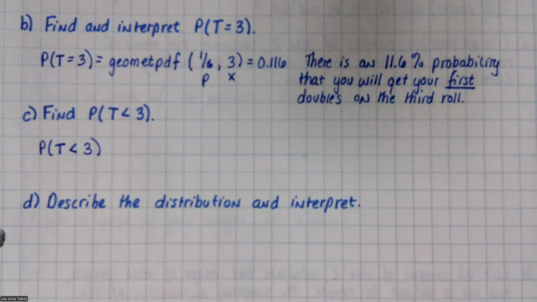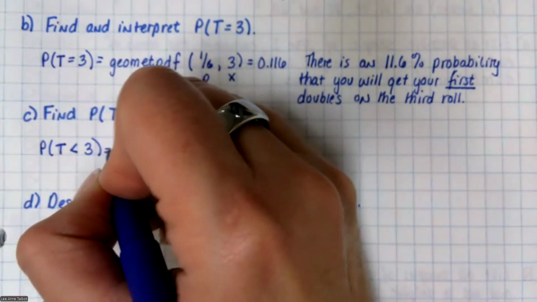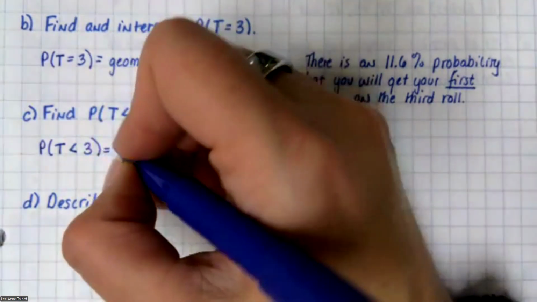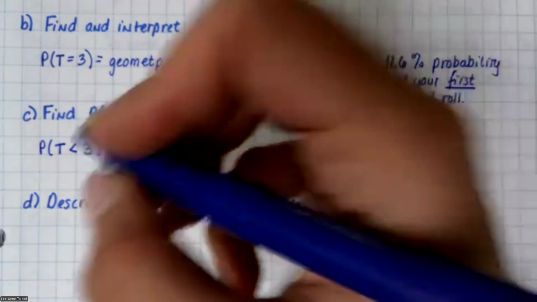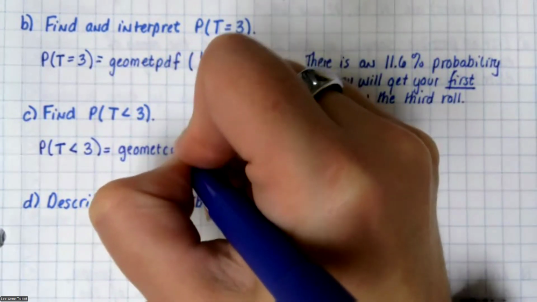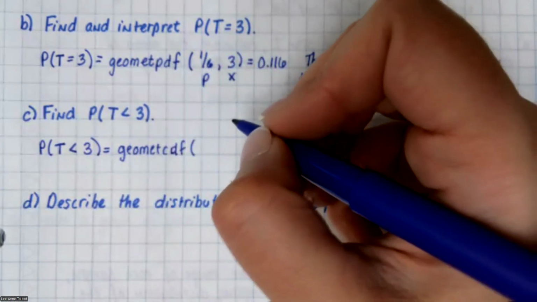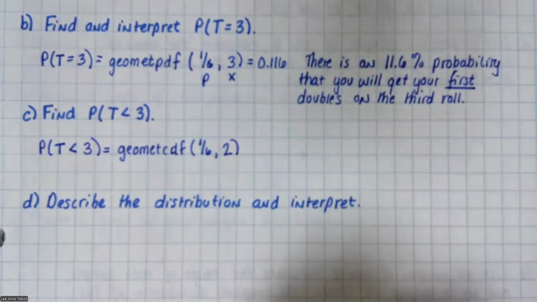Okay, look back at your binomial notes. What do I do for less than? Okay, first of all, is it geometric CDF or PDF? Okay, and then what? Two.